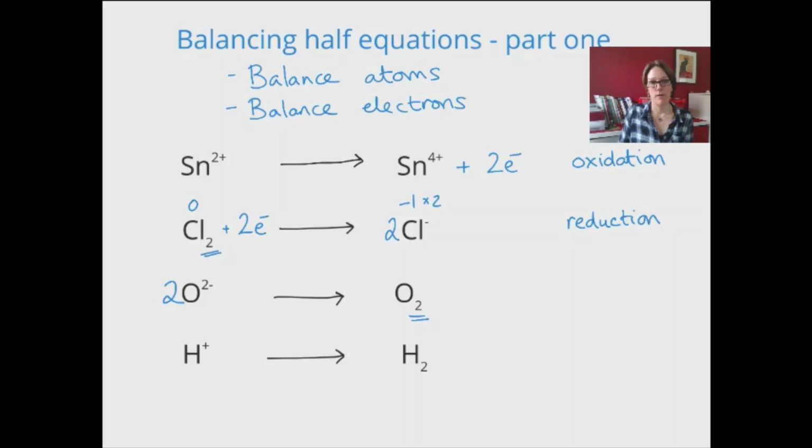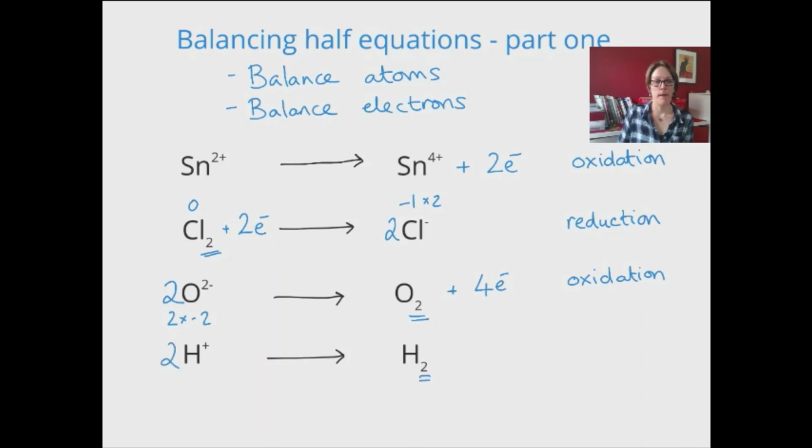Oxygen, 2 in front because it's making O2. This means I've got a total overall charge on the left hand side of 2 lots of -2. And I have no charge on the right hand side. So I'm going to add 4 electrons to balance that equation. Again, it's oxidation. We're going from -2 to 0 in oxygen, the element, so that is an increase in oxidation number.